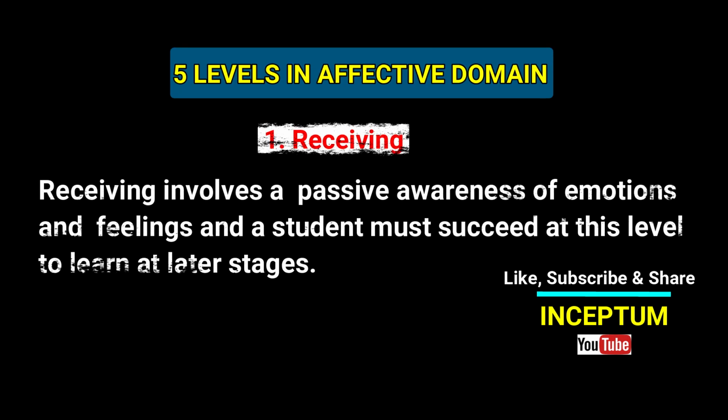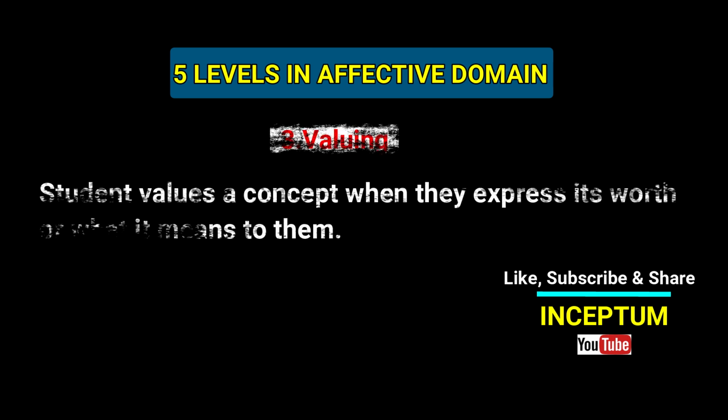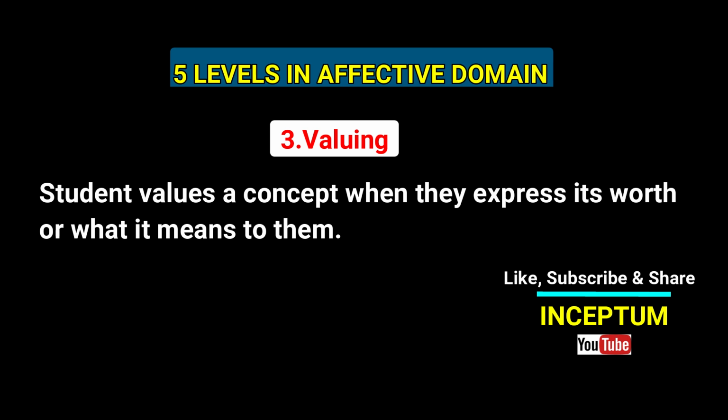Number 1. Receiving. Receiving involves a passive awareness of emotions and feelings, and a student must succeed at this level to learn at later stages. Number 2. Responding. A student actively engages in the learning process by receiving it and reacting to it. Number 3. Valuing. A student values a concept when they express its worth or what it means to them.